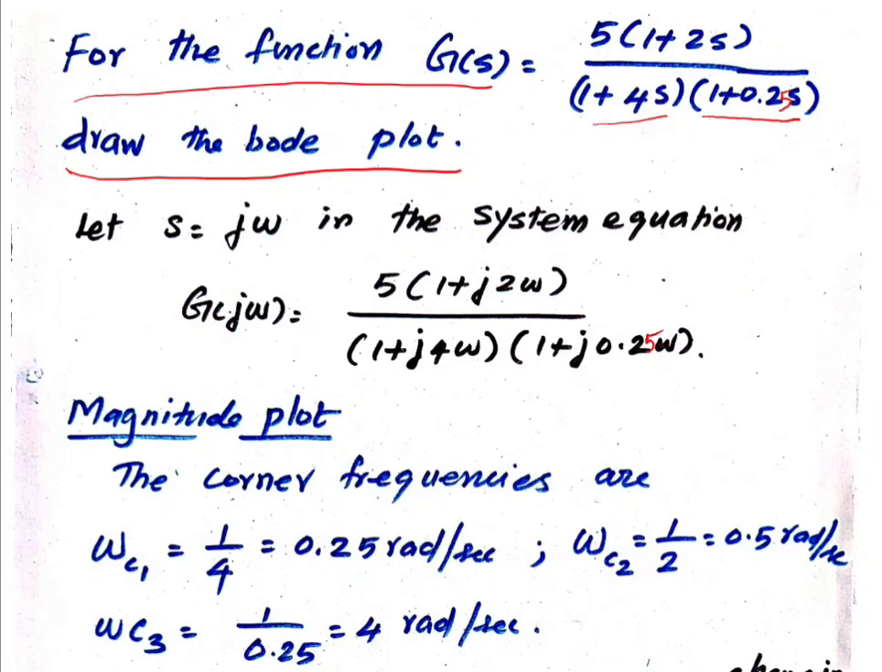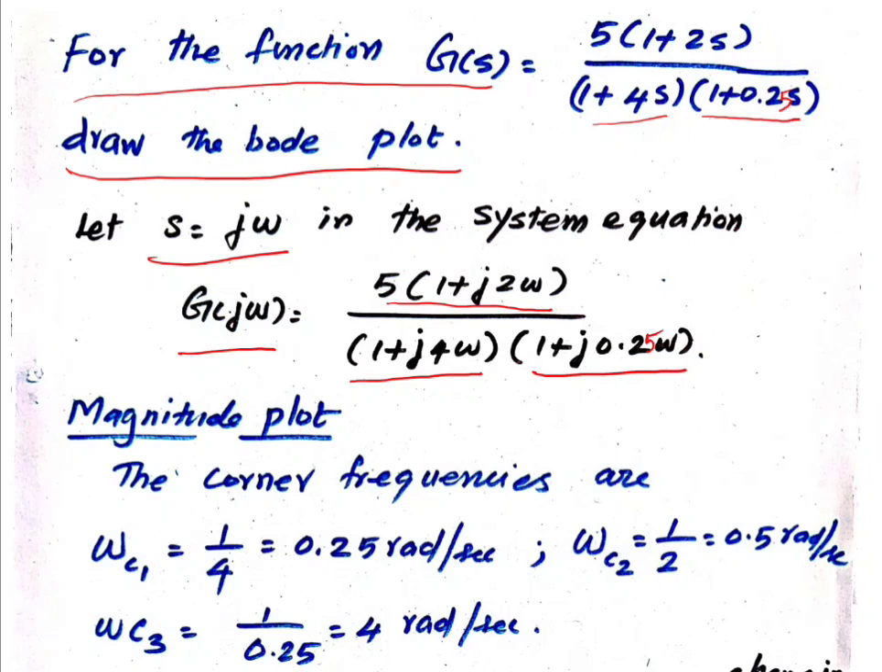In that we have to separately calculate magnitude for different sets of frequencies and phase for different sets of frequencies. For that we have to follow certain steps, rules and regulations in order to plot it. So starting with substituting s = jω in the transfer function, we get G(jω) = 5(1 + j2ω) / ((1 + j4ω)(1 + j0.25ω)). So for the magnitude plot, we have to select corner frequency.